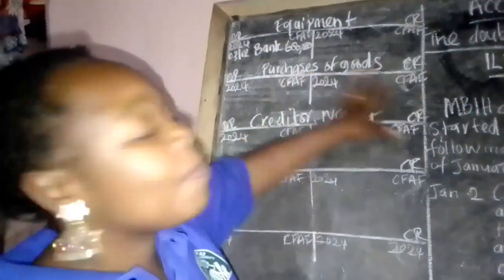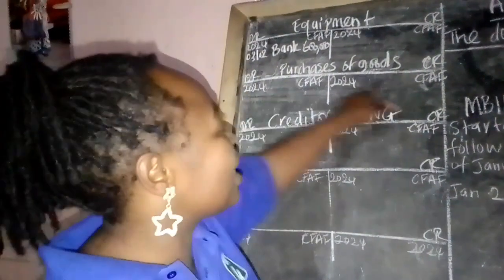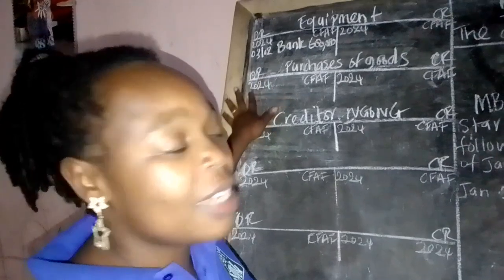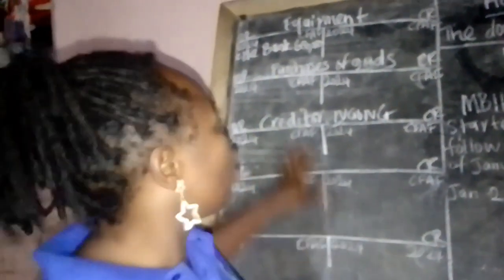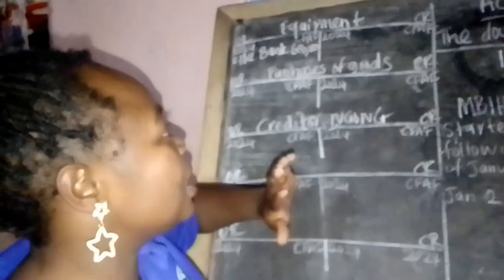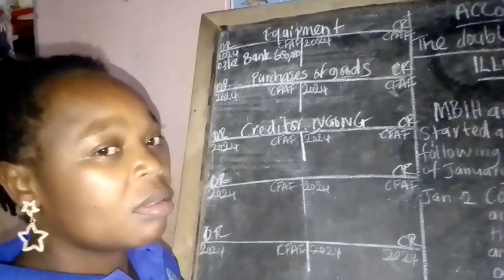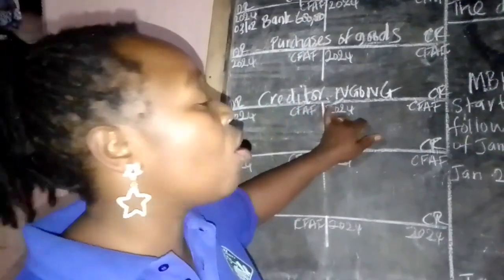So remember, I forgot at the start: we have the debit side and the credit side. The debit side represents the left-hand side, while the credit side represents the right-hand side. So when you are debiting, it simply means... So here you see that we have purchases of goods and the creditor NDONG.